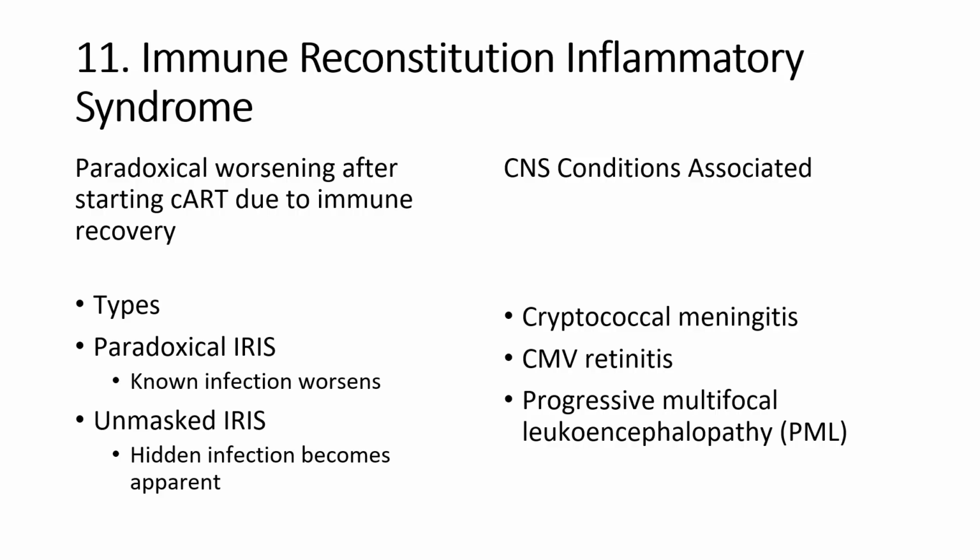Immune reconstitution inflammatory syndrome, or IRIS, is a paradoxical worsening after starting antiretroviral therapy due to immune recovery. It is classified as paradoxical IRIS, where a known infection worsens, and unmasked IRIS, where a hidden infection becomes apparent. It happens usually in neurological conditions like cryptococcal meningitis, CMV retinitis, and progressive multifocal leukoencephalopathy.